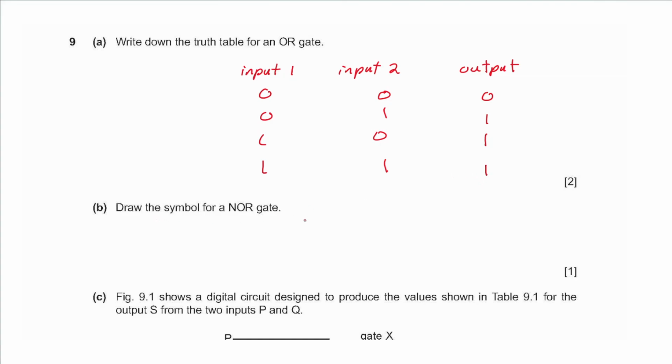Now draw the symbol for a NOR gate. It is the same as an OR gate, so it is drawn like this, but with the circle at the output part. So this is the output side. And we have two inputs here, so we label them inputs like this.